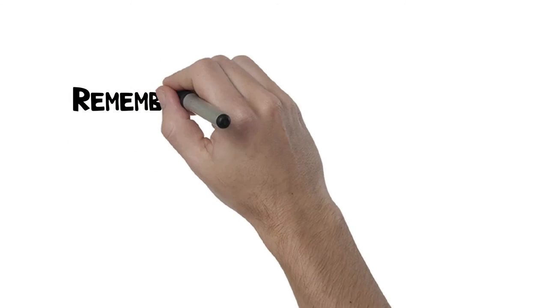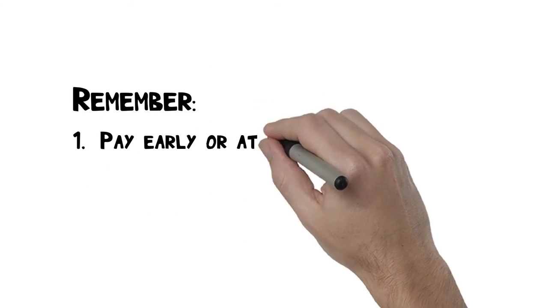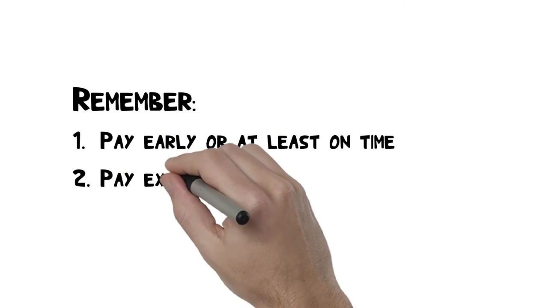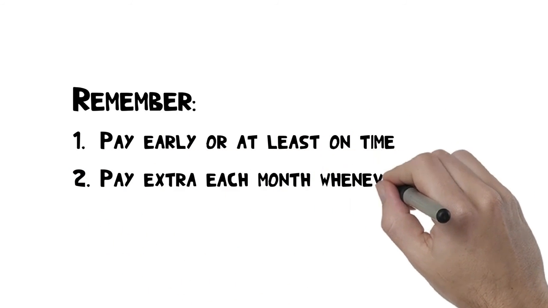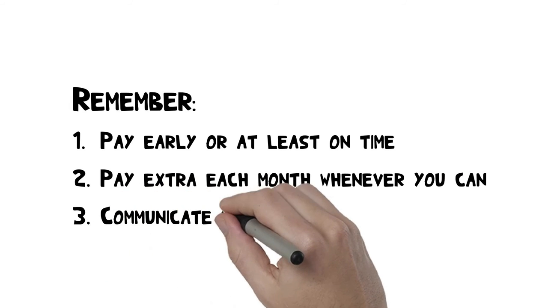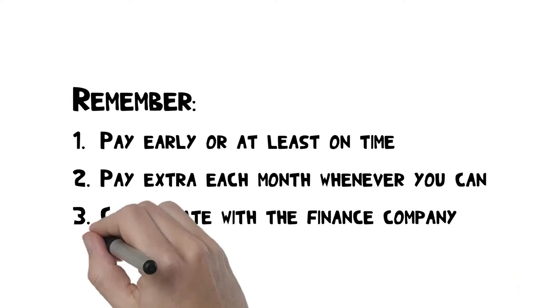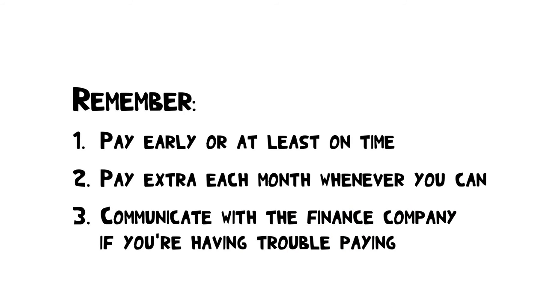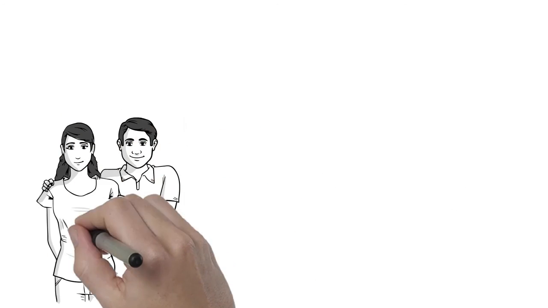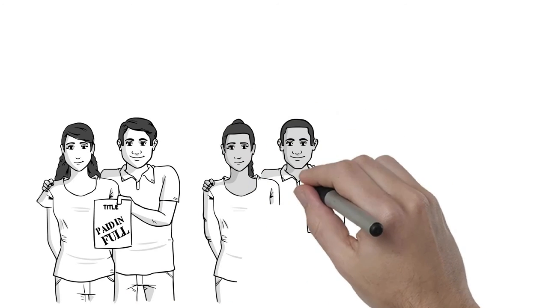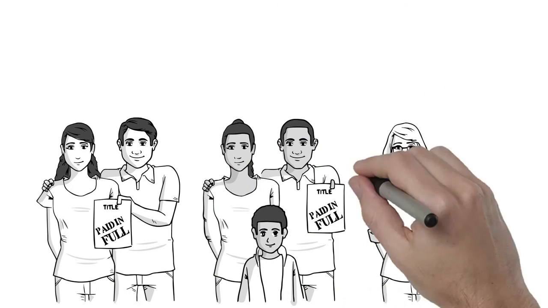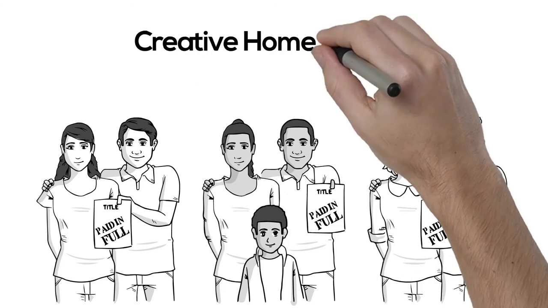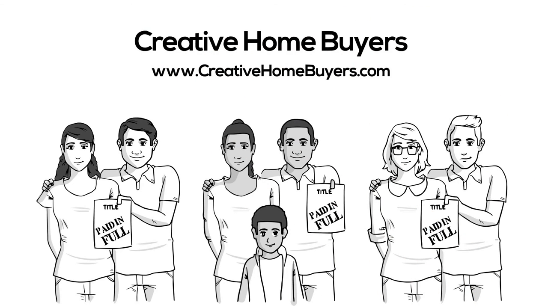So remember, if you want to save money and pay off the balance owed faster, pay early or at least on time, pay extra each month whenever you can, and communicate with the finance company if you're having trouble paying. Won't it feel great to know your hard work has paid off when you've paid off your home and have the title in your hands, just like other satisfied Creative Home Buyers customers have done?